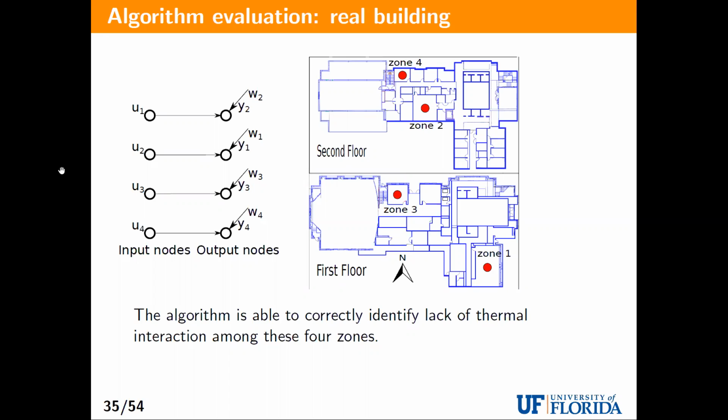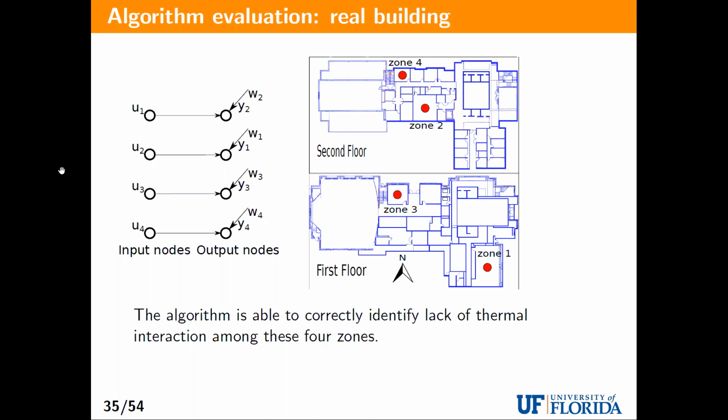So our belief for this network is that U1 only affects Y1. These subscripts are flipped, sorry about that. There should not be any crosstalk. And in fact, when you run the algorithm, this is the answer it gives us. It tells us that there is no crosstalk.